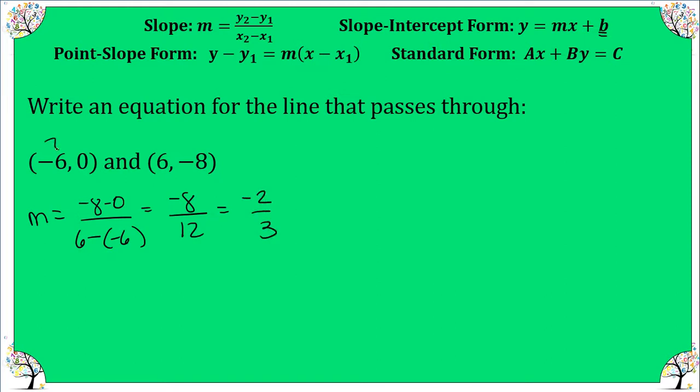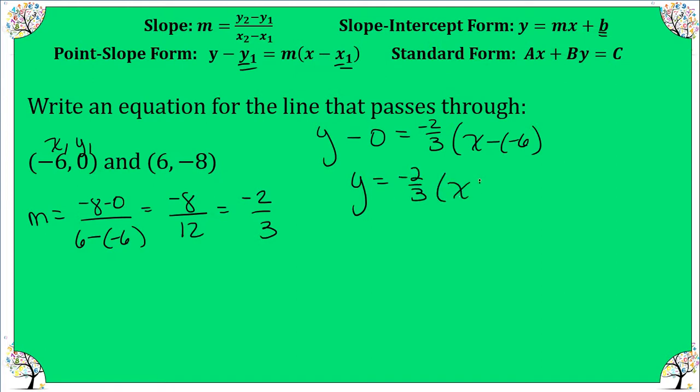I'm going to use my first point for the y1 and x1, and I have y minus 0 equals negative 2 over 3 for my slope times x minus negative 6. Well, since this is 0, I'm just going to say y equals negative 2 over 3 times x plus 6. Now we just need to distribute the negative 2/3. So this would be point slope.